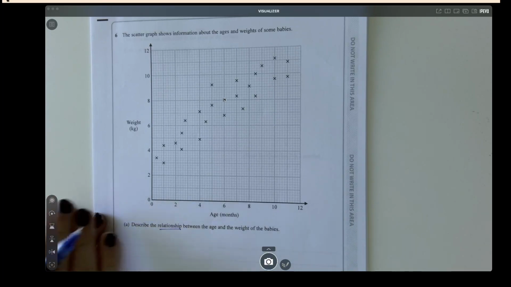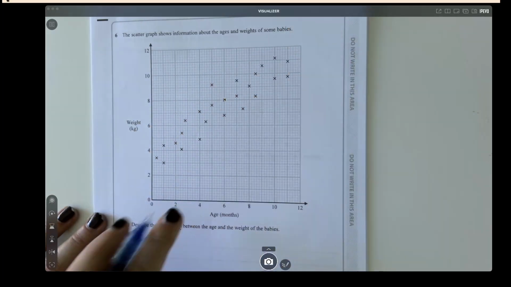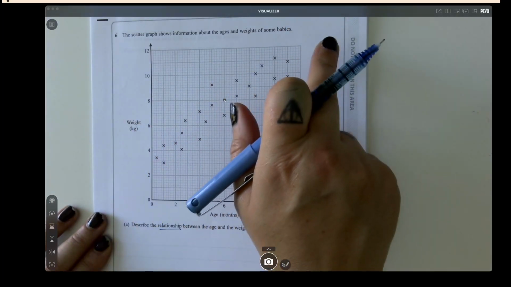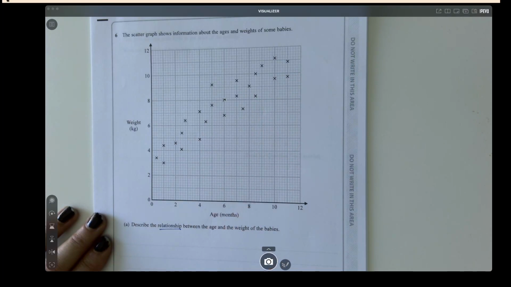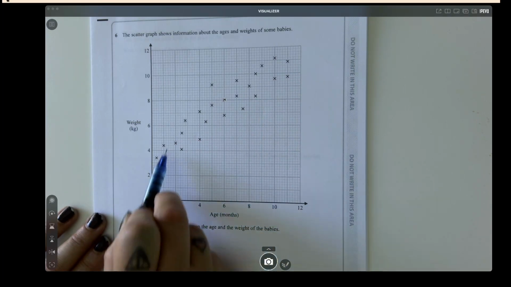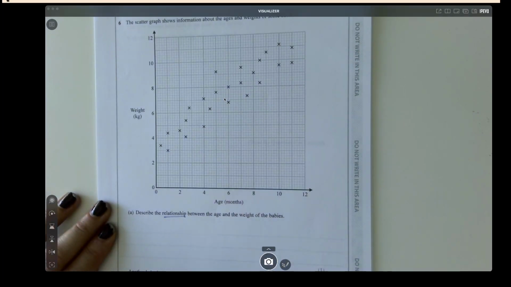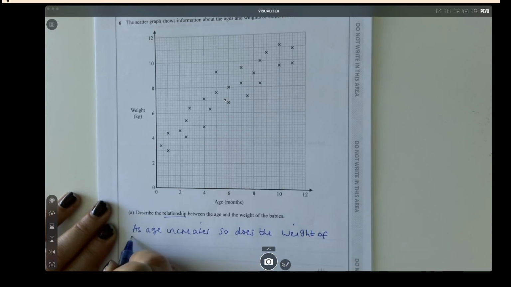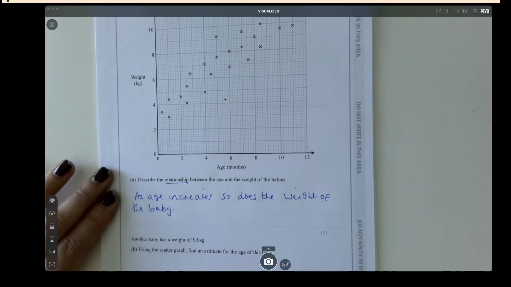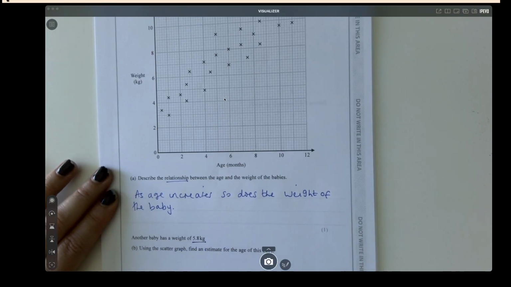So what we'll notice is all of the points are moving in an upwards direction, in a positive direction. So that tells us that there's a positive direct relationship between these two things. So as the age increases, so does the weight of the baby. So that's how we're going to describe it: as age increases, so does the weight of the baby. Which makes sense, right? The older a baby gets, the more weight it's going to put on as it's growing and developing.